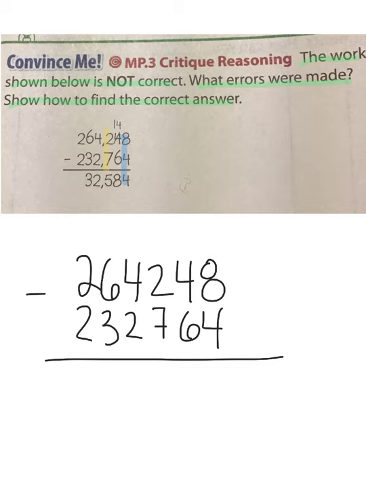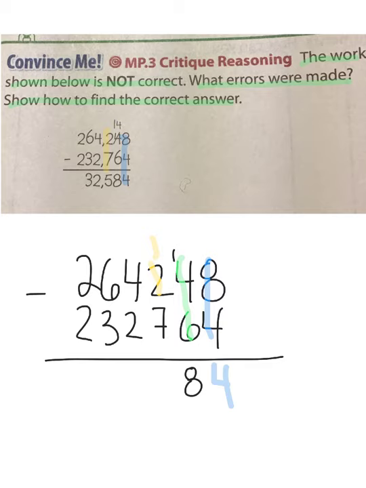First, let's subtract the ones place. We have 8 minus 4. We can take 4 from 8, and 8 minus 4 is 4. Next, go to your tens place. We cannot take 6 from 4. Since we cannot take 6 from 4, we need to borrow from the hundreds place. Borrow from the 2 and make it a 1. Put the 1 into the tens place. So now we can subtract 14 minus 6, which is 8.